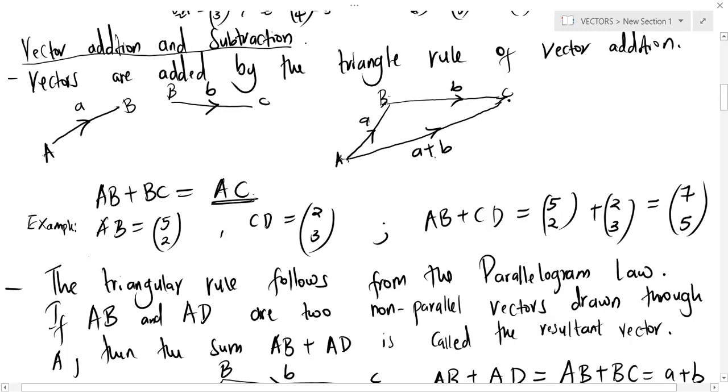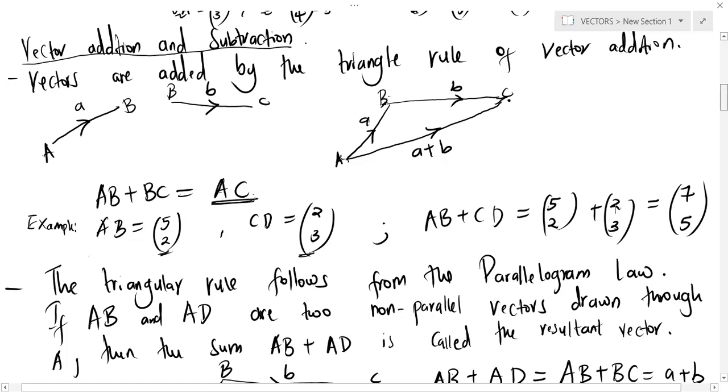Okay, so for example, we have vector AB being (5, 2) and CD being (2, 3). So what is AB plus CD? AB plus CD will basically be this vector added to this vector. So we add the upper parts and the lower parts together. So 5 plus 2, 2 plus 3. And if you were to carry out subtraction, it is the same. This corresponds to this, so we will subtract those two, and the lower ones as well.